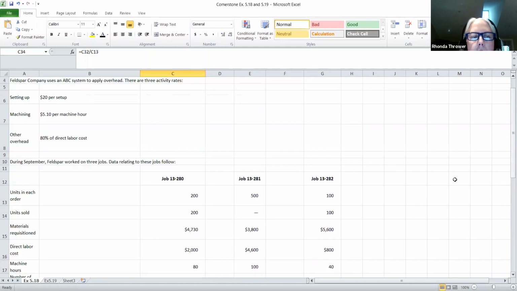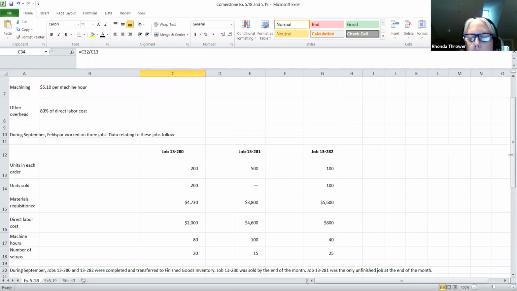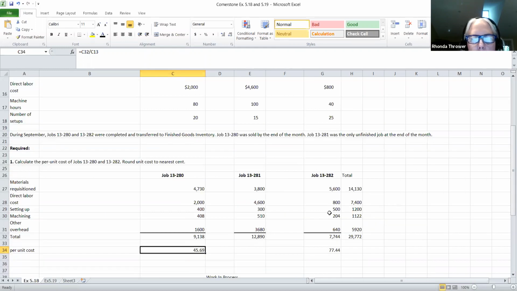You would multiply it by $20, and that would give you the applied amount for the setups for job 282, which is $500. And for machining, we'd take 40 machine hours and multiply it by $5.10, and that will give you $240. For your other overhead, you take your direct labor cost, which was $800, and multiply it by 80%, and that will give you the 640.